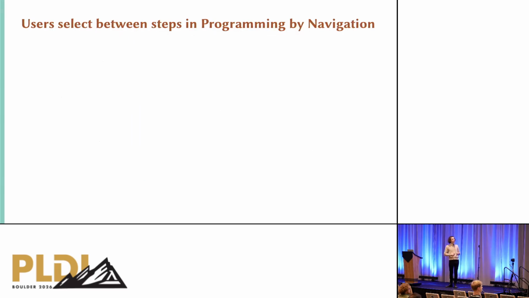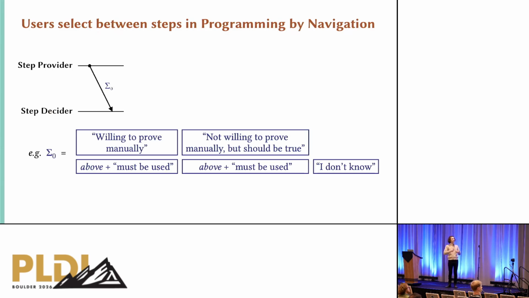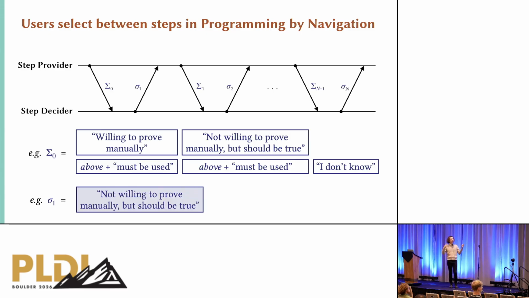So at a high level, the way that programming by navigation is going to work is we're going to have a step provider that is going to be providing sets of steps that the step decider, i.e. the user, can select between. And we're guaranteeing that any of those options are going to eventually be en route to some valid solution. So maybe they select this particular label, and the process will continue.